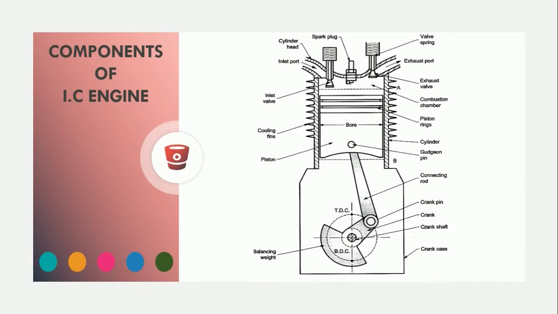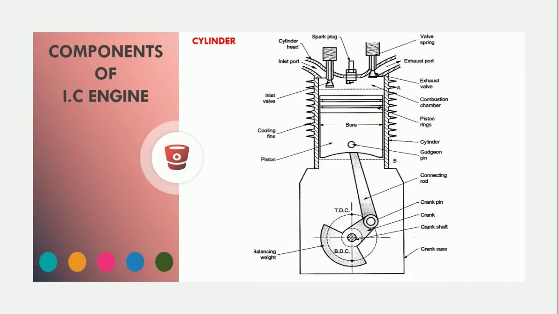At first, we are going to focus on the major component of IC engine, that is the cylinder. Whatever block you find over here, that is the cylinder, and this is the cylinder wall. It is the place where the combustion of fuel takes place, and hence the cylinder must withstand very high pressure up to 70 bar, and very high temperature up to 2500 degrees Celsius. This cylinder is usually made of cast iron and alloy steel.